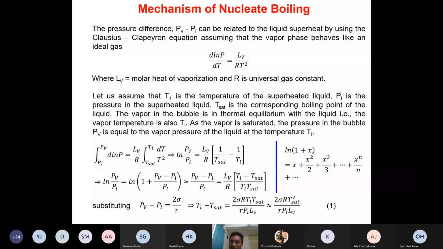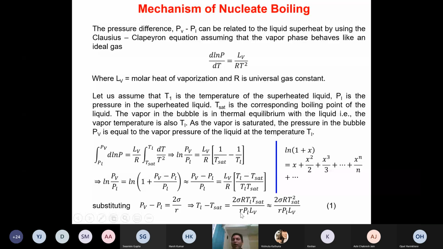And therefore this equation is further approximated with Tsat square. Remember, in this case we wanted to find out the amount of superheat required in order to form a stable bubble of radius r. Here we can have a TL on the right hand side, but then we will have to do a trial and error to find out the degree of superheat, isn't it? So in order to avoid the trial and error, TL into Tsat is represented as just Tsat square. Okay. So this is equation number one.